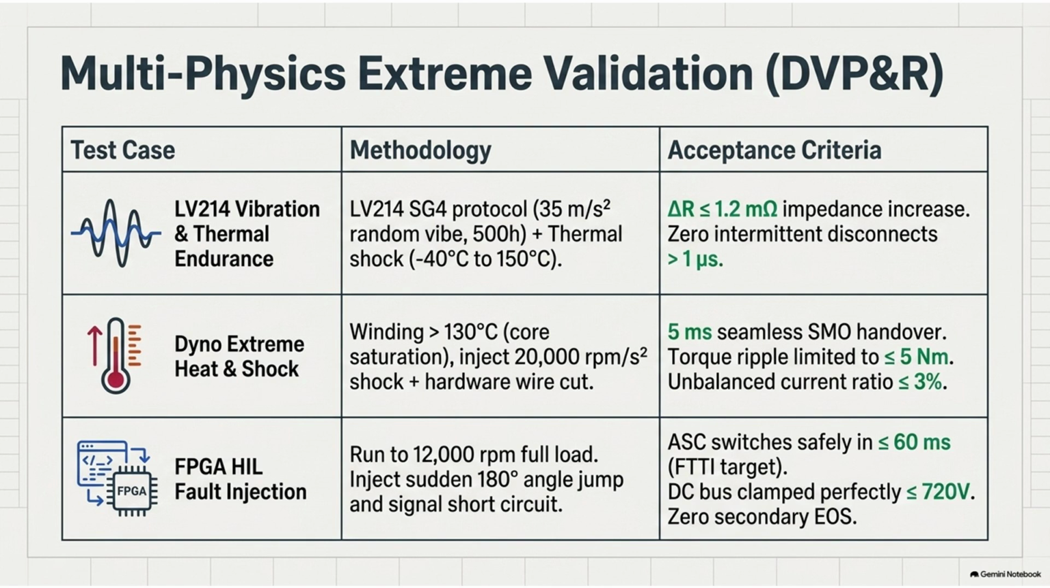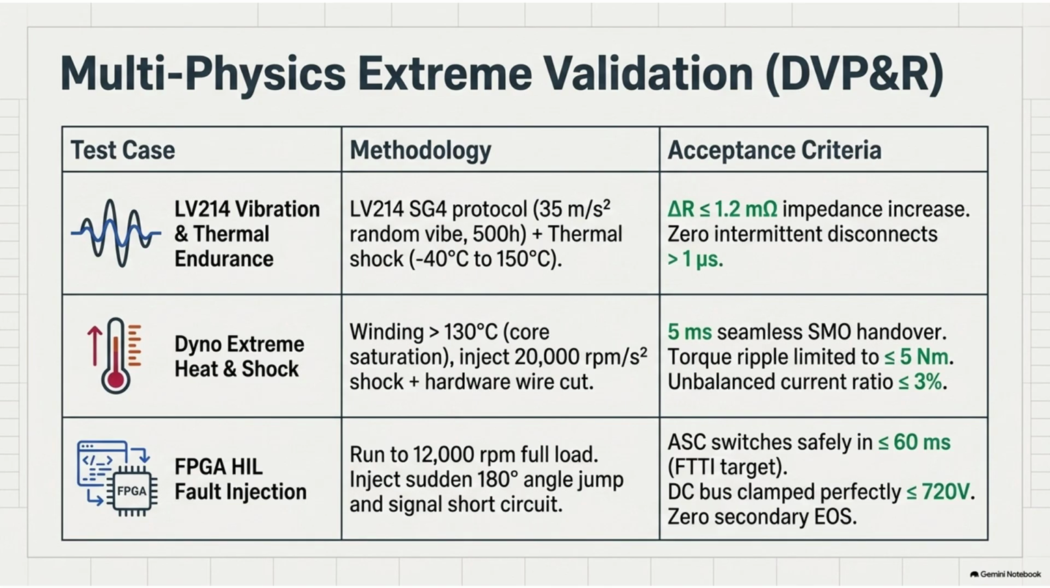Resulting in massive torque ripple or a complete stall. But the testing criteria mandate success. The high-speed telemetry must prove that the transition was seamless, keeping the torque ripple under 5 Newton meters and the negative sequence current ratio, which indicates an imbalance in the three-phase power, under 3%. It proves the math holds up when the physical world disappears.